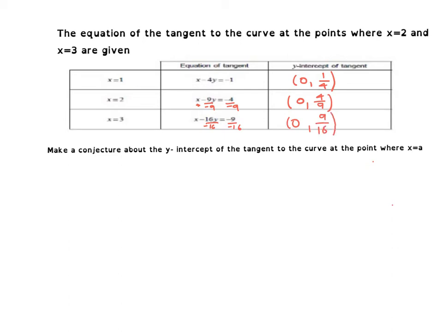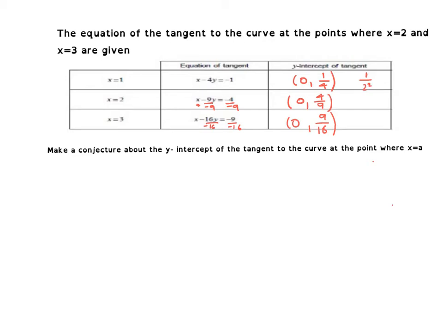Now we are to make a conjecture about the y-intercept of the tangent to the curve when x is equal to a, which means for any value of x. We're just going to have a look at what's happening and look for some patterns. They all have x coordinate 0, which is fine. Let's have a look at the y-intercept. We can see 1 over 4, which does look like 2 to the power of 2.